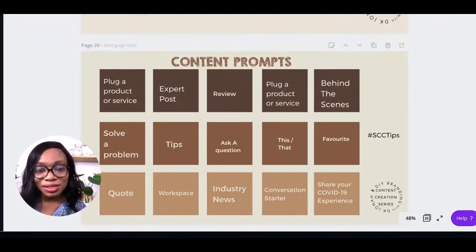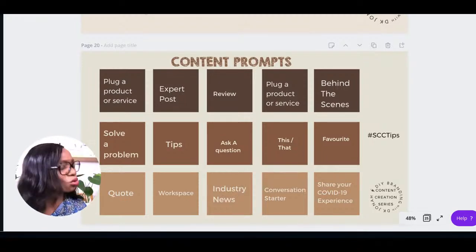Play a this or that post on your page. Show us your favorites. Share a quote. Show us your workspace. Industry news. Do a conversation starter. Share your COVID 19 experience.